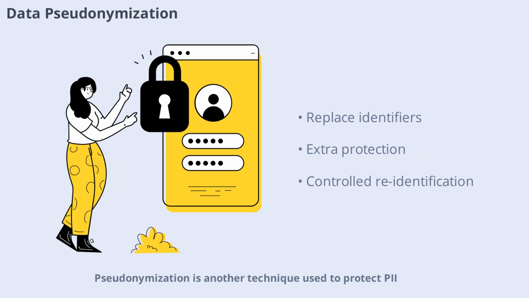Pseudonymization is another technique used to protect PII. It involves replacing private identifiers with fake identifiers or pseudonyms. While this doesn't make the data completely anonymous, it adds an extra layer of protection. Pseudonymized data can often be re-identified if necessary, but only by authorized parties.